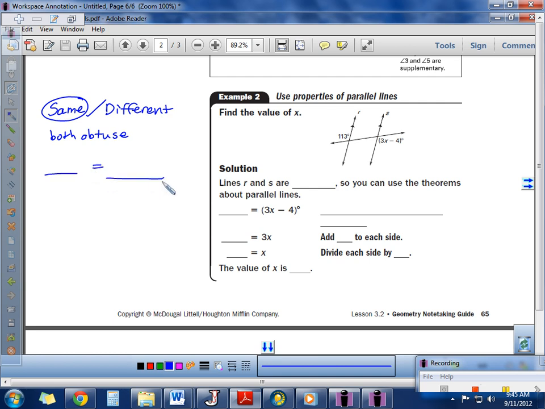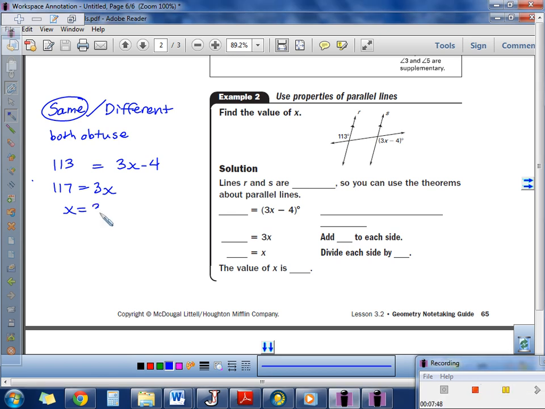So this is basically the equation, the format we're going to be plugging into. The 113 is the same as the 3x minus 4, so they're equal to each other. We can write it in the equation. And now we can solve. What's the first step of solving this two-step equation? Good job, add 4. Last step. And then x is, I don't know that one off the top of my head, you'll have to help out. So we get 39 is what I heard. Good job.